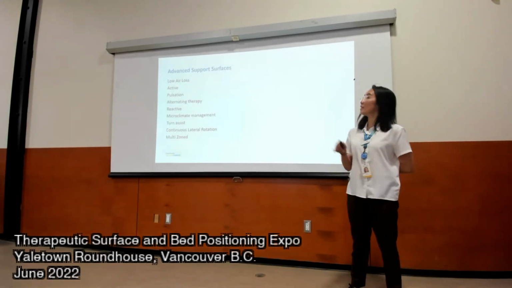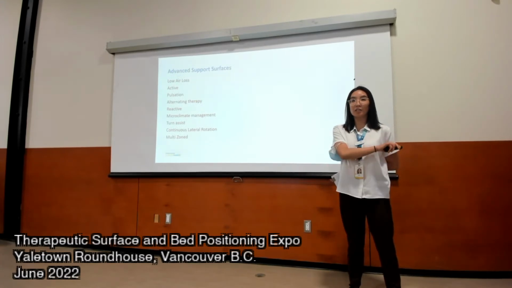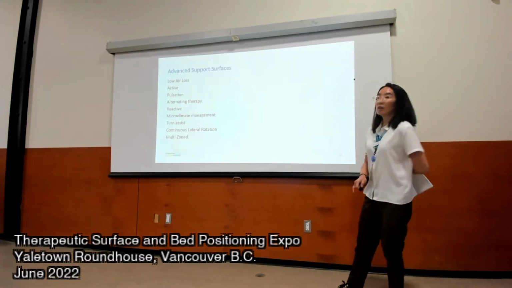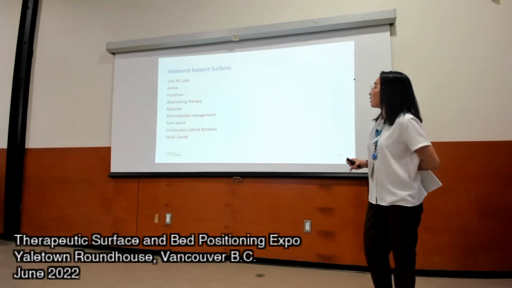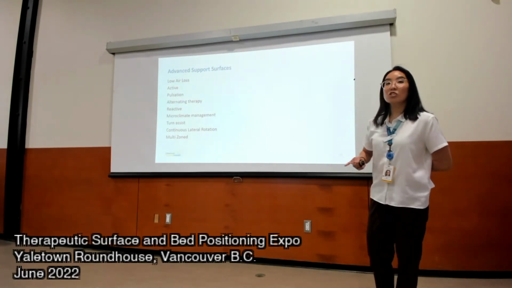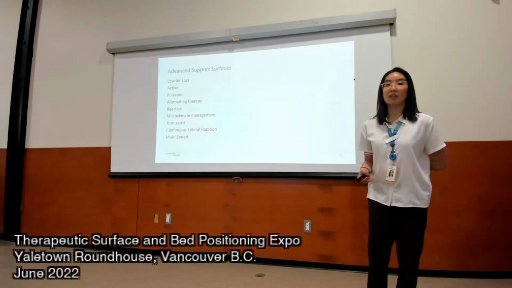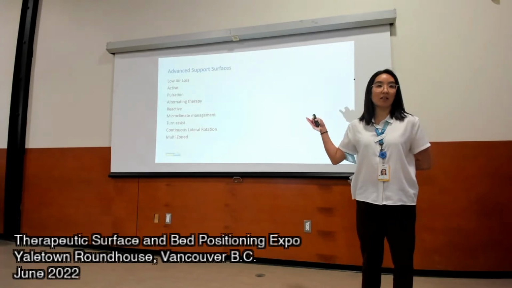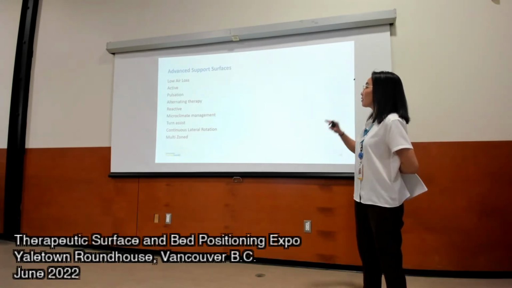Okay, so lastly, in terms of advanced surface support, if that algorithm that I just showed you a few seconds ago tells you, okay, you should go for an advanced support surface, these are all essentially your product parameters that you're going to want to consider for your mattress, okay? These are all characteristics of an advanced support surface, okay? So they're low air loss, active pulsation.